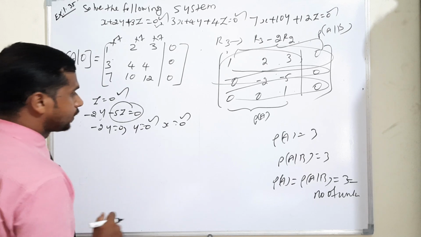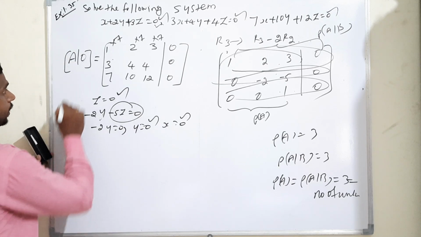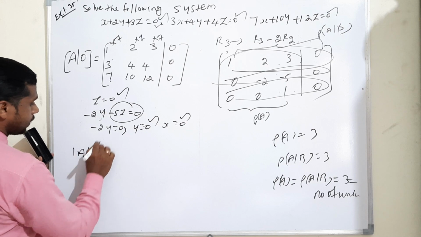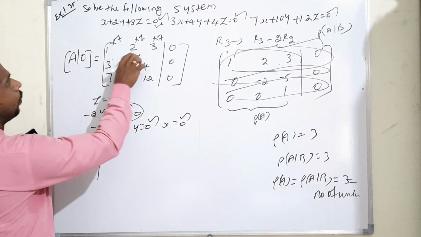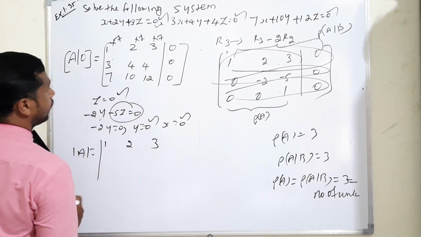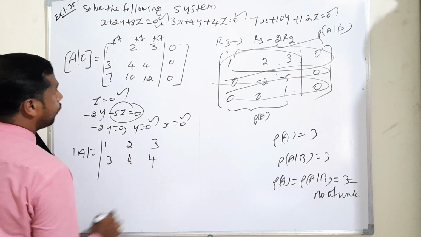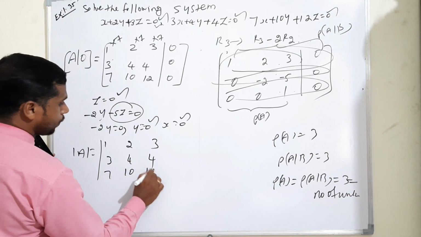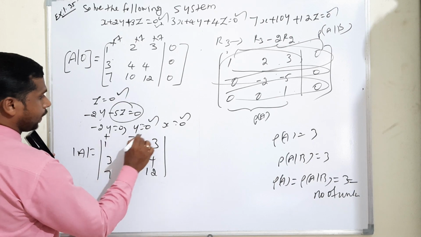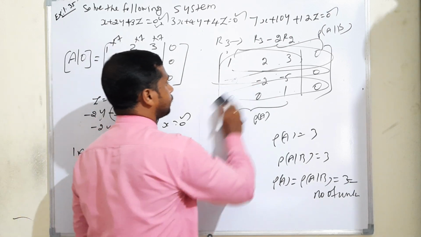Then moving to the last condition, what did I say? A inverse exists. First we try to find determinant of A. Determinant of A is 1, 2, 3; 3, 4, 4; 7, 10, 12. The sign convention is plus, minus, plus. What will happen?